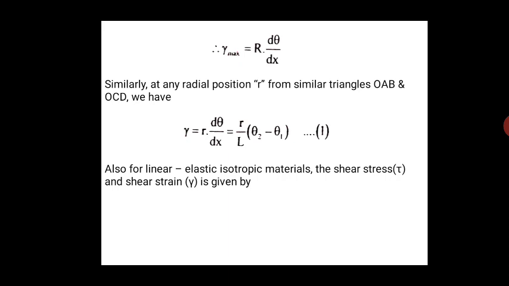Also, for linear elastic isotropic material, the shear stress tau and shear strain gamma can be written as tau by gamma is equal to G, where G is the rigidity modulus. Let us consider this equation as equation number 2.